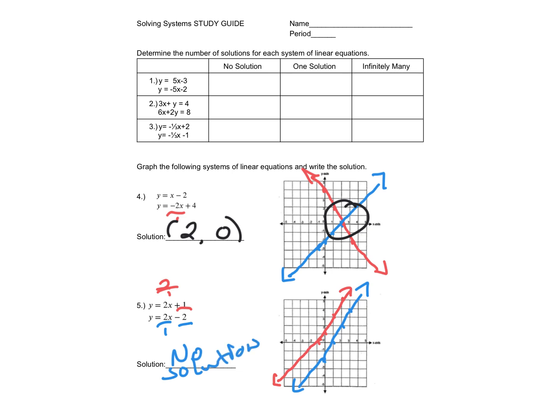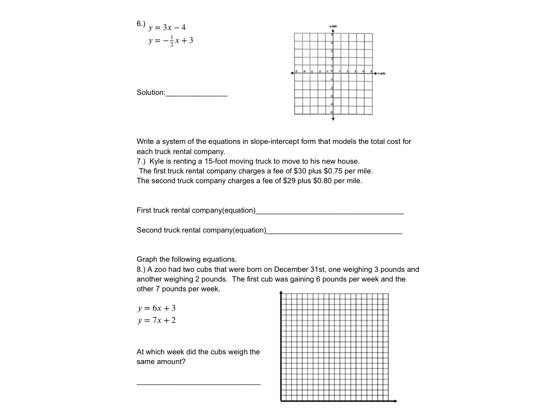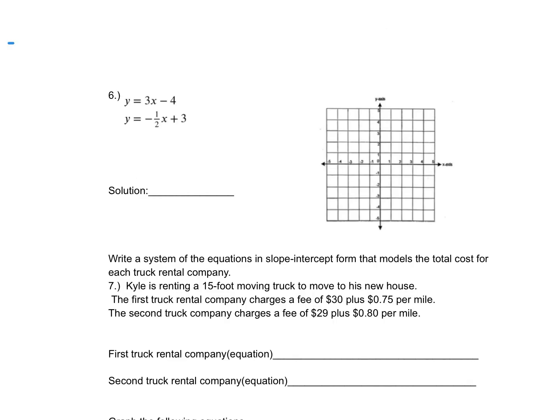Okay, next page. We have y equals 3x minus 4 and y equals negative 1/2 x plus 3. We're going to graph this and see what our solution is. We can see here we have two different slopes: a slope of 3 and a slope of negative 1/2. Two different y-intercepts. Let's start with our negative 4.